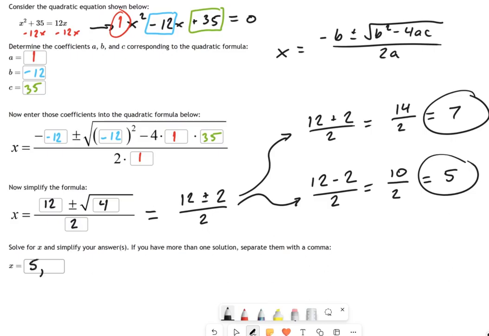Okay, it doesn't matter which one you put first. Just make sure you get that comma in there and you say 5, 7. I have two integer answers. Now, it was nice that they turned out to be integers. You might get fractions when you try it, but just reduce them as best you can and then put them in the answer box like this.